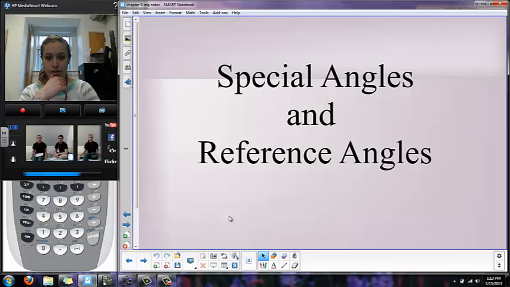Let's see what else. Okay, this is where we stopped. So today we're going to learn about special angles and reference angles. So you know how we figured out that you can find the coordinates of any point on the circle by doing cosine comma sine? Well, there's going to be a couple of special angles and reference angles that we're going to memorize the exact sine and cosine of, and I'll show you what I mean. Okay?